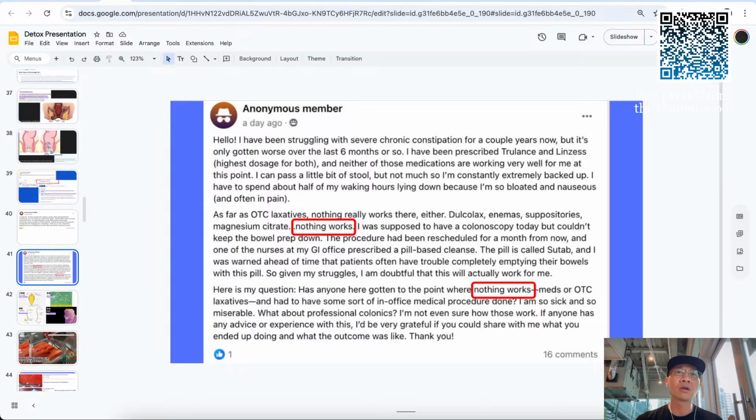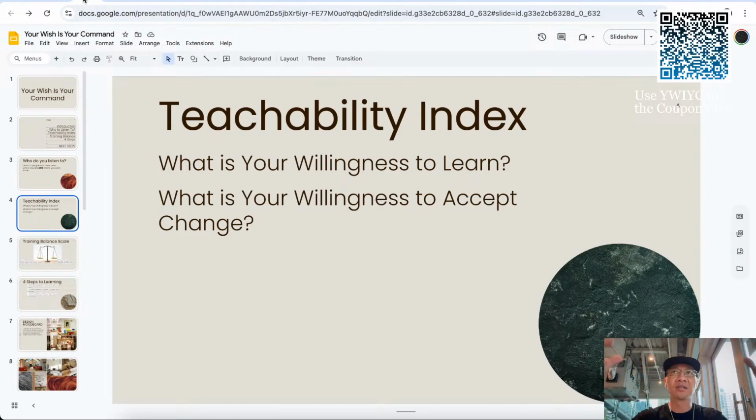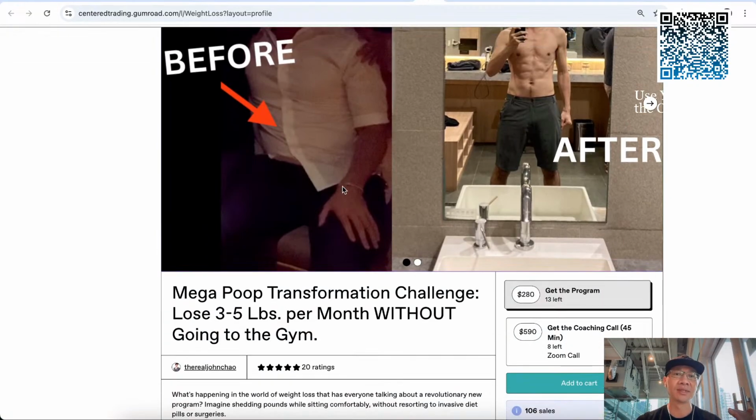And when you go to the doctor, they always tell you to just take more laxatives. You go from over the counter and work your way up to prescription strength. And what happens after all that? They stop working, every last one of them. I had to increase my willingness to learn from different naturopathic doctors, and not only that, I had to increase my willingness to accept change, which is actually doing the protocols themselves.